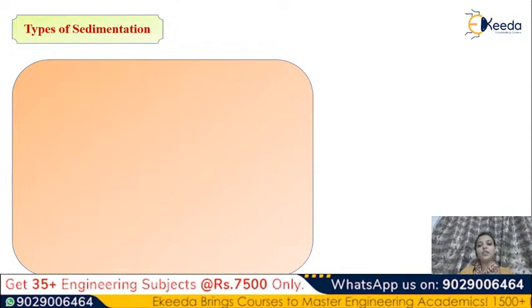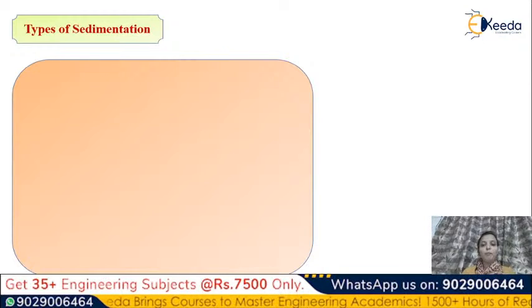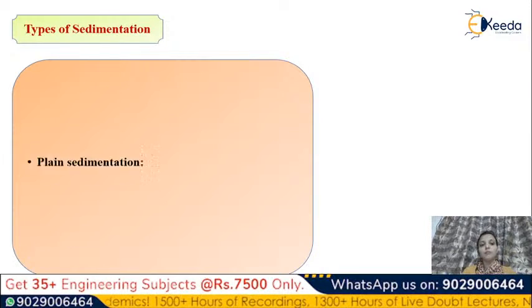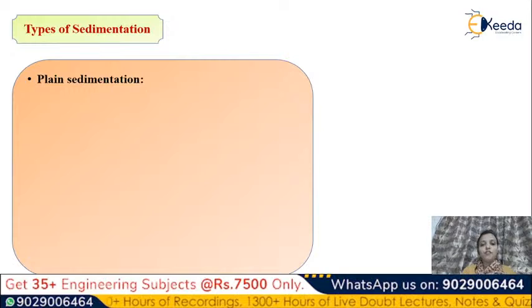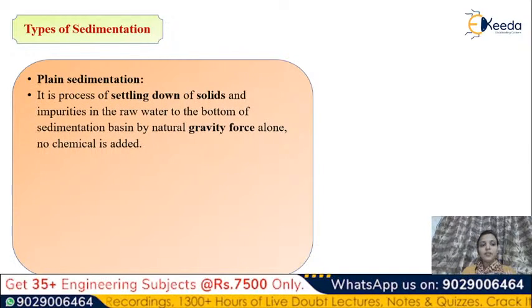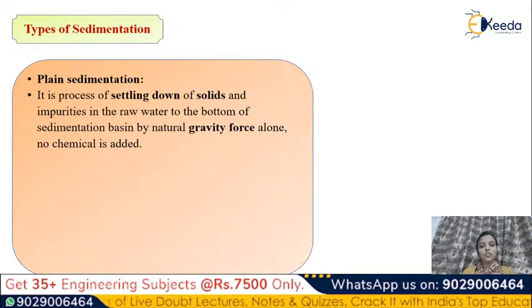So again, as I told, there are different types of particles, right? Based on those particles, the classification of sedimentation is done. So there are different types of sedimentation. First is plain sedimentation, and the second one is coagulant-aided chemical sedimentation. Plain sedimentation is simply the settling down of particles by the force of gravity. Sometimes primary sedimentation is called plain sedimentation.